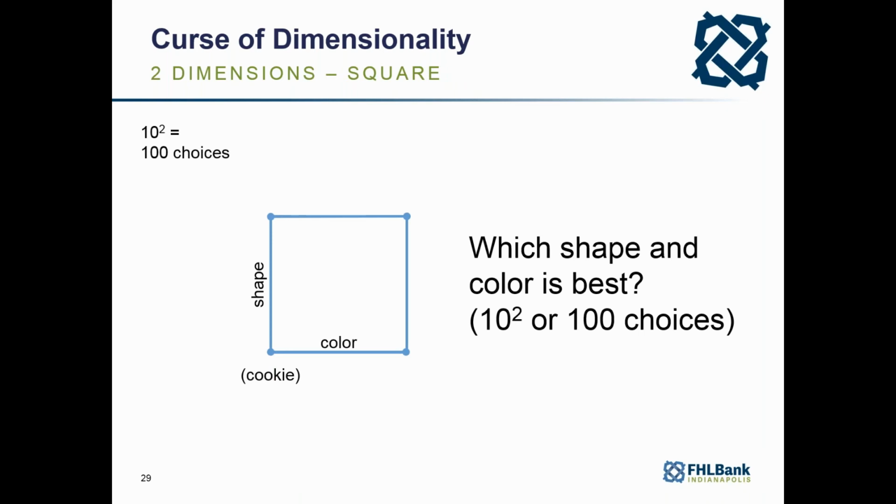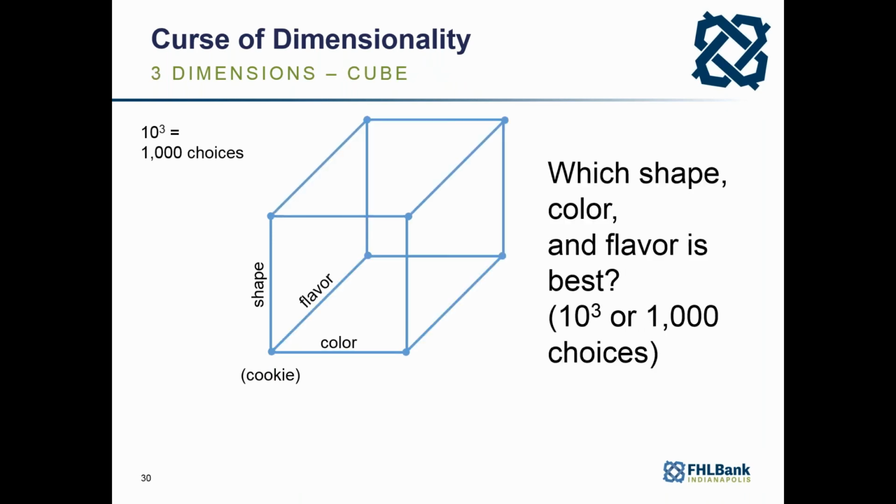Now if I'm trying to mix and match shape and color, this algorithm is going to try to find the optimal cookie at 1 out of 100 choices. Now when we add flavor, you can see where this is going. It becomes a cube. And now we have 1,000 potential choices to pick.